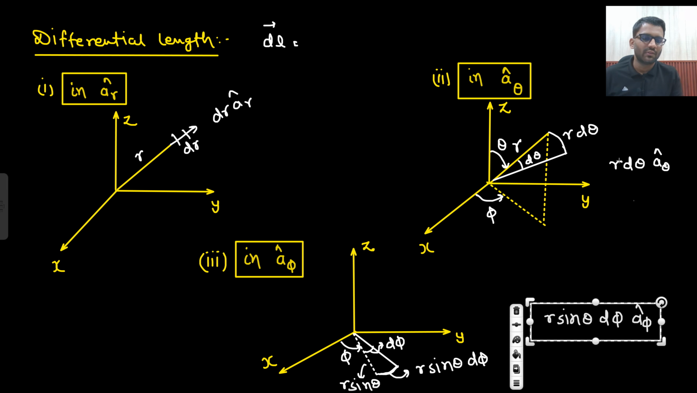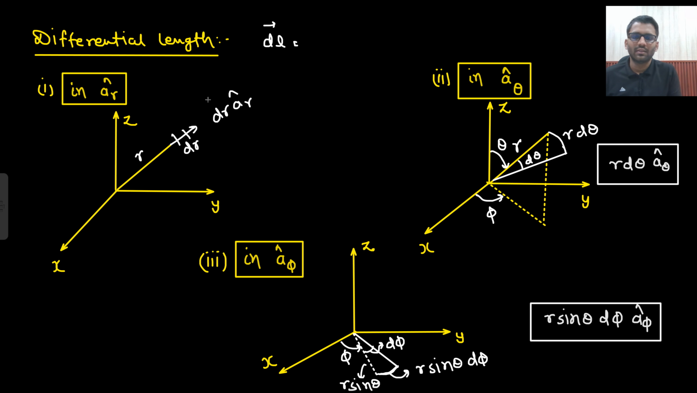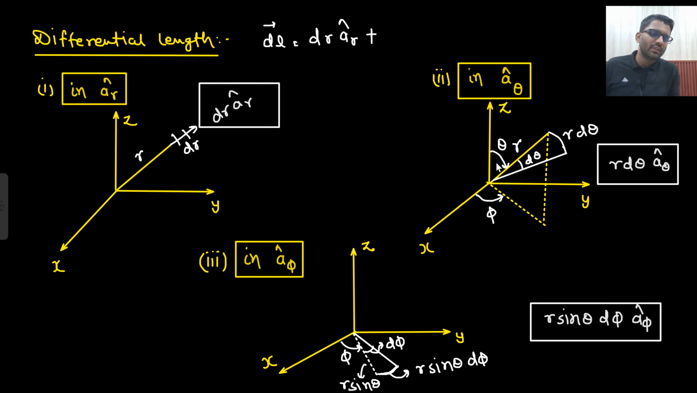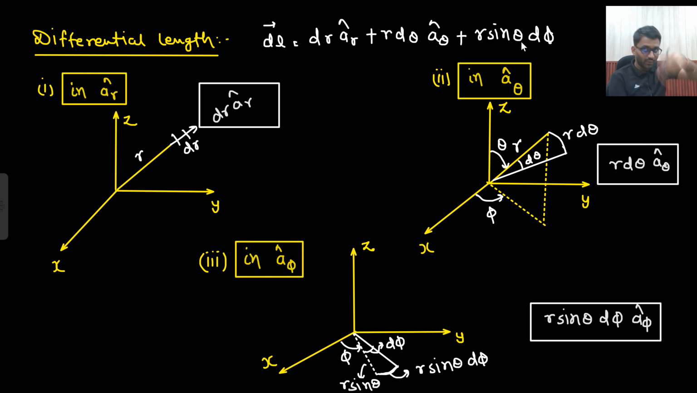So this much length I worked, this much length I worked, and this much length I worked. So what will be my dl? In the direction of r I need to work ar cap. In the direction of theta I need to work r d theta, and in the direction of rho I worked r sin theta d phi. You will remember it by rho d phi. Rho is r sin theta. So r sin theta d phi. Okay, so you just need to keep it in your mind.